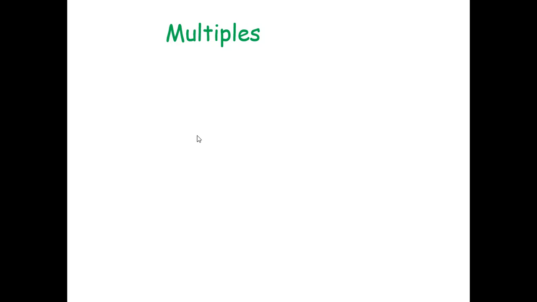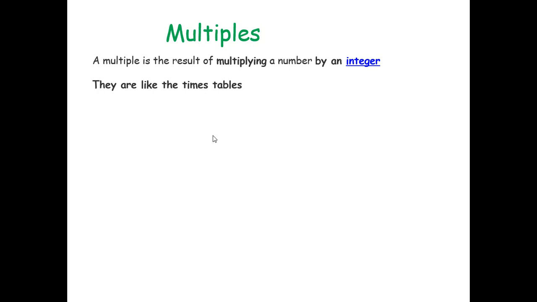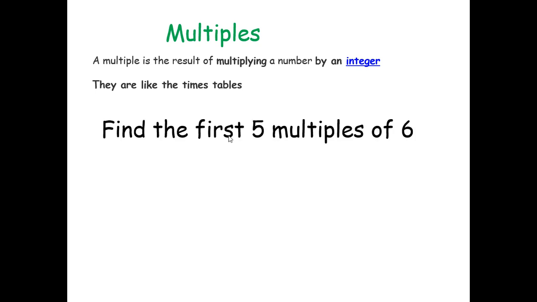Multiples are the result of multiplying a number by an integer, which is a whole number. They're like the times tables of the numbers. So for example, find the first 5 multiples of 6. We start off with 6, that's the first multiple. Then 2 times 6 is 12, 3 times 6 is 18, times 4 is 24, then times 5 is 30.